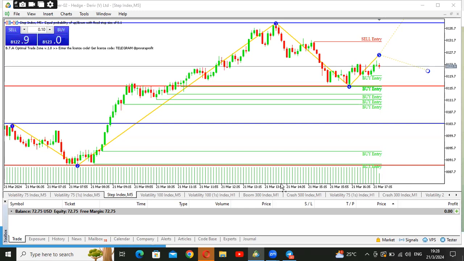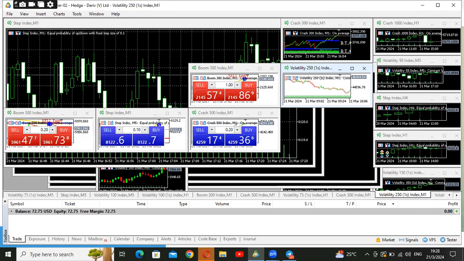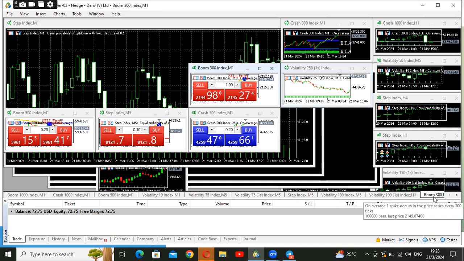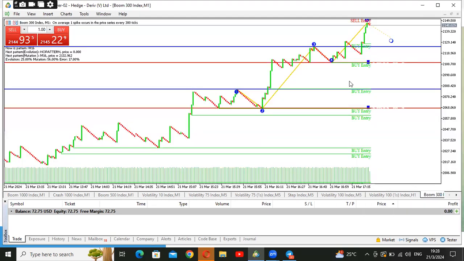According to our strategy, I was seeing a buy entry on Boom 300. I believe it has already spiked a lot. Let me check. Where is Boom 300? Yeah, if you check clearly, here is the entry I was talking about.